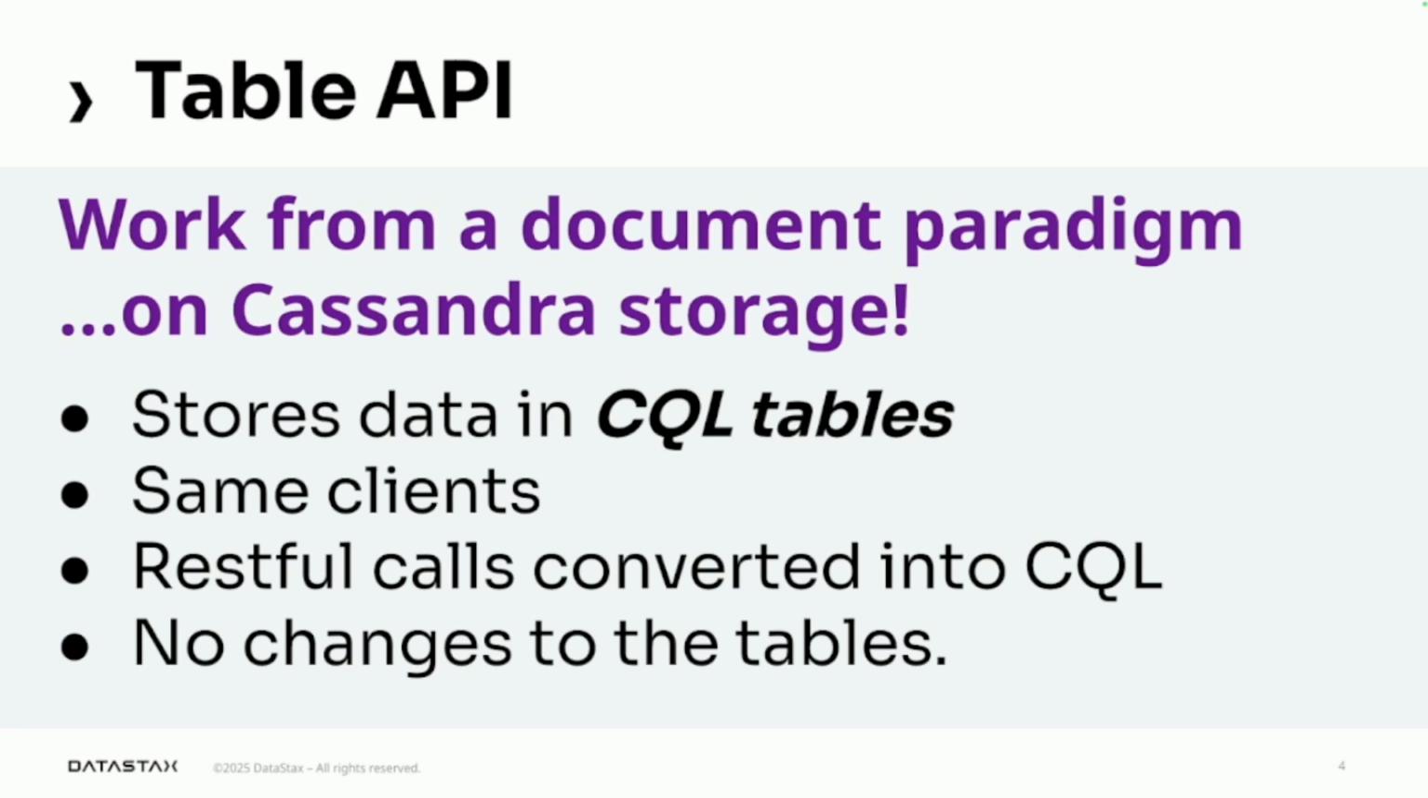So now we have the Table API. This lets you work from a document paradigm with underlying Cassandra storage. The difference here is that the Table API stores data in CQL tables. And those CQL tables are not any different from the CQL tables that you know and love and have been using for years. It works with the same clients. In fact, it is essentially the same client.